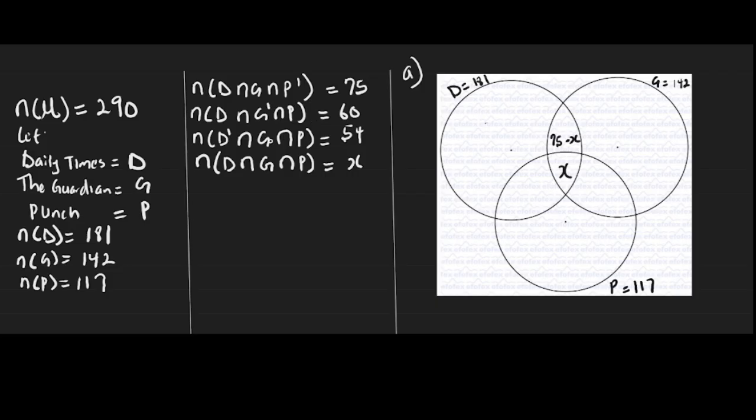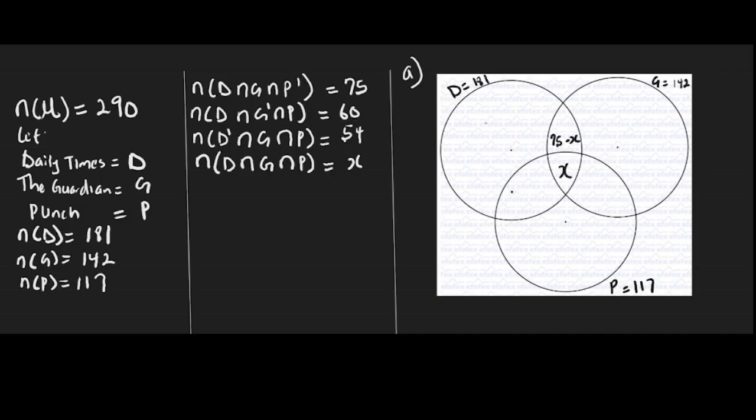Now go to the next one. We have the number that read Daily Times and Punch. That is 60. This is the region for Daily Times and Punch. Here is the region for Daily Times and Punch. Their intersection, Daily Times and Punch, that is 60.